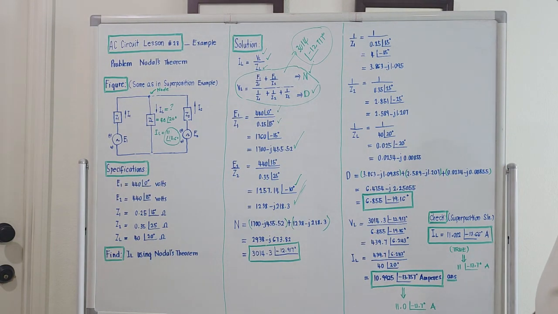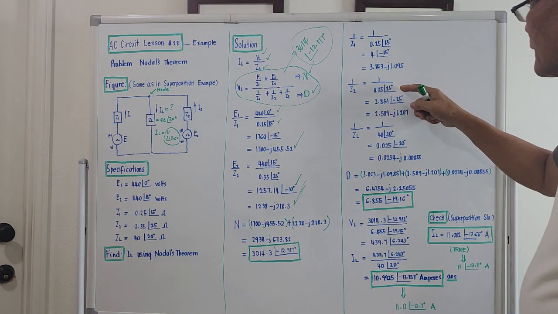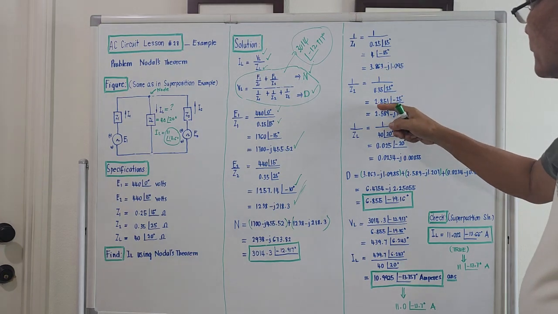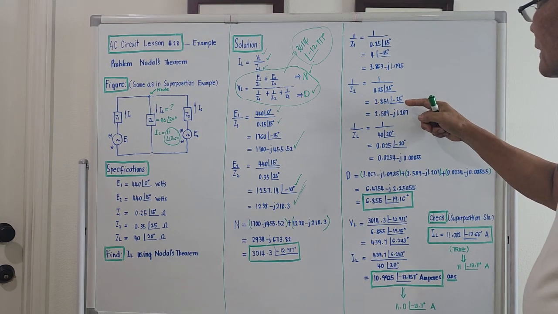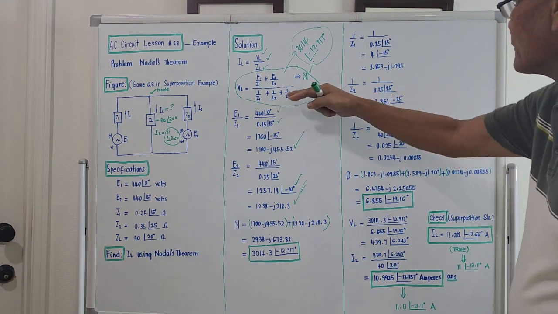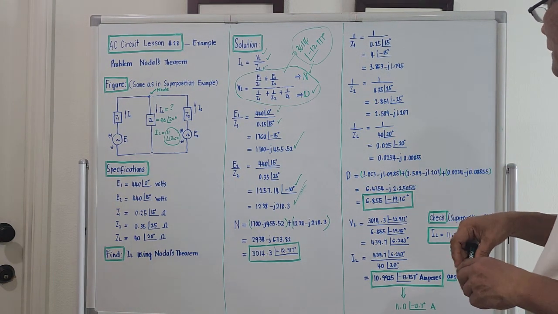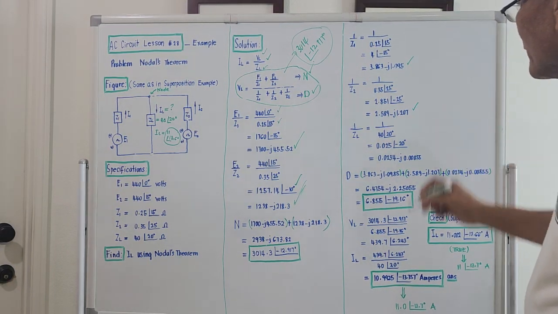Okay. 1 over C2 is 1 over 0.35 angle 25 degrees. 1 over 0.35 will be 2.851. We raise this up, so this will be negative 25 degrees. Again, converting to rectangular because later on we will add it in the denominator. This should be 2.589 minus j1.207. So I am ready for this one.